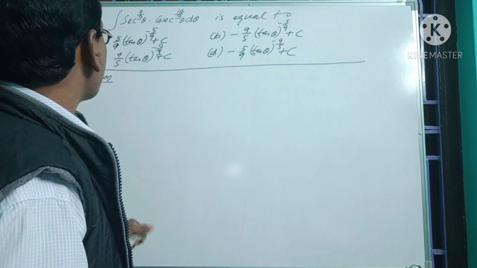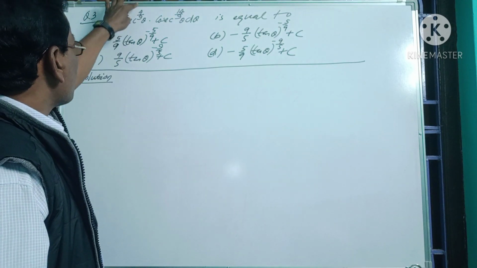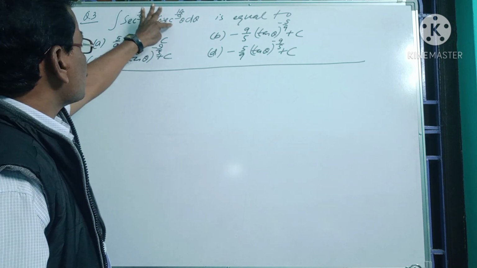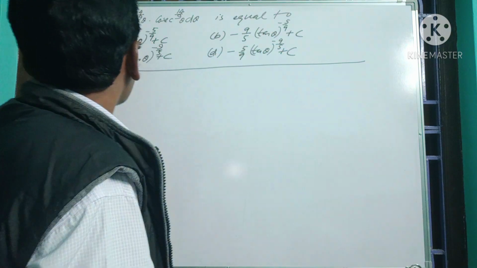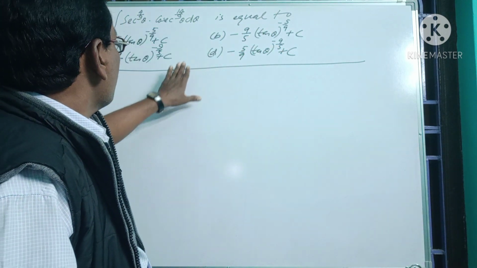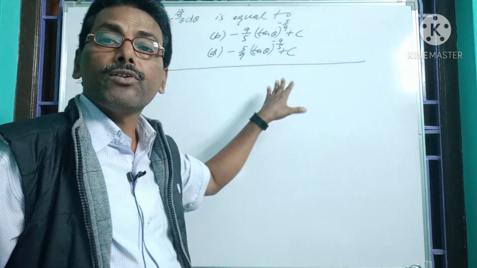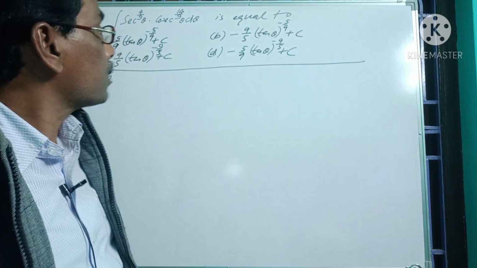Now let us try to solve the third problem, that is integration of sec to the power 4 by 9 theta into cosec to the power 14 by 9 theta with respect to theta. We have 4 choices of answers, so we have to solve the integral and then select the correct answer out of the 4 answers. So let us see how we can solve the problem.